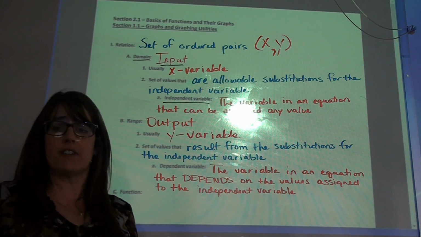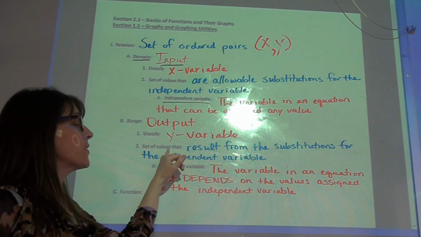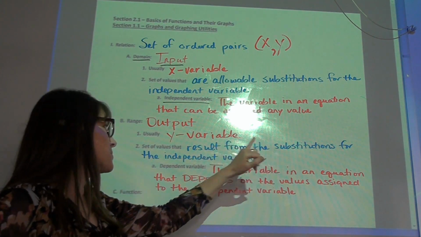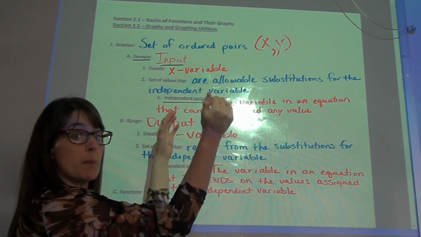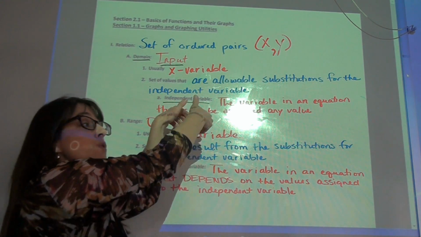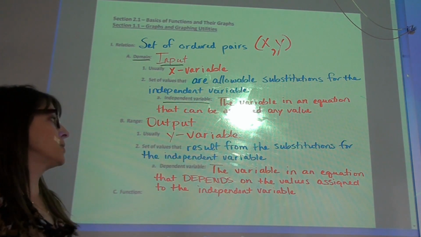The really good definition of your range is that it's the set of values that result from the substitutions for that independent variable. And that makes sense. If my domain is everything that I'm putting into it, then what's the result? What comes out of it? That's going to be your range.